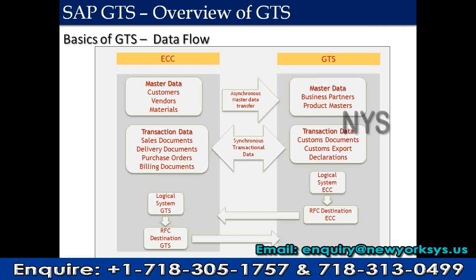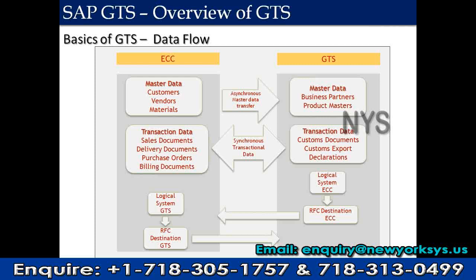Okay, so what I mean by synchronous transactional data is that as soon as we create a sales order or delivery or a billing document, all this gets immediately transferred through RFC to GTS, and it gets blocked or it gets created or whatever. So that happens at runtime. Okay, there is no delay as with the master data, which happens with the batch job. So whatever happens is at runtime.